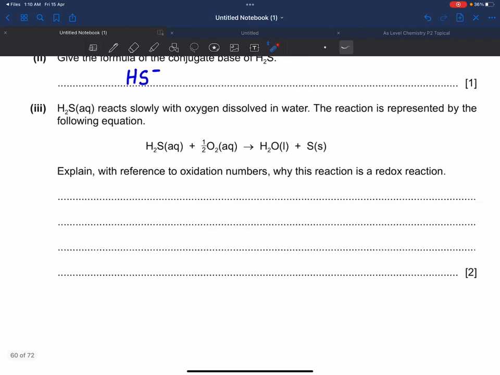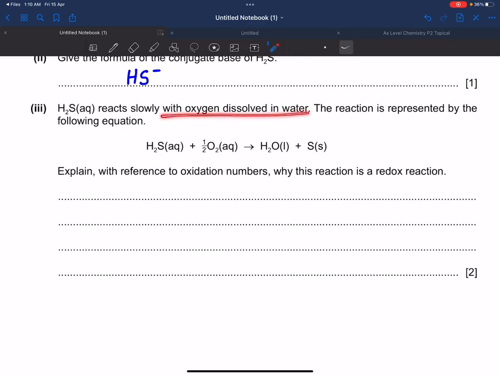Next part. H2S reacts slowly with oxygen dissolved in water. This reaction is represented by the following equation. This is the equation with reference to oxidation number, show that this is a redox reaction. This is pretty simple. We're just going to write that sulfur here is -2 and sulfur here is 0. While what is changing for oxygen? Oxygen is 0 here and oxygen is -2 here. So two things are happening, one is this and one is this.